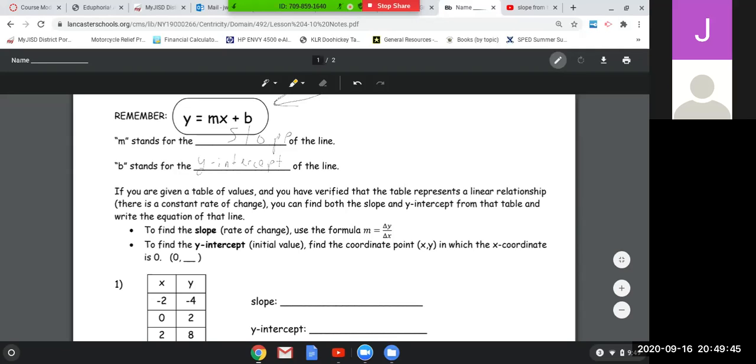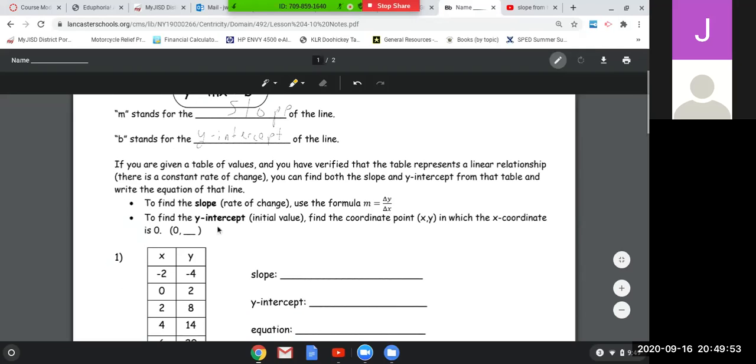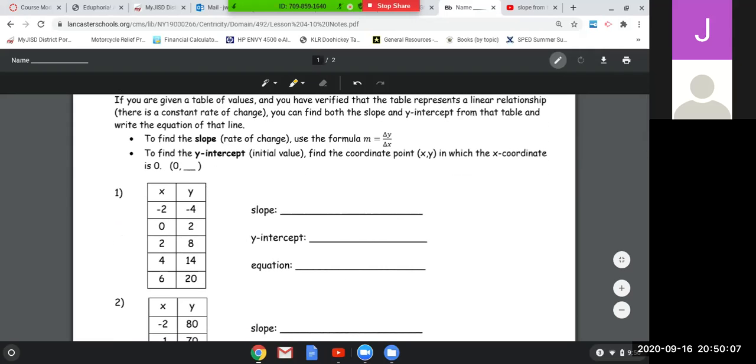To find the slope, we're going to use m, slope, is equal to delta y over delta x. To find the y-intercept, we're going to find the coordinate xy in which the x-coordinate is 0. So the b, the y-intercept, is going to be some coordinate here. So let's find these things.